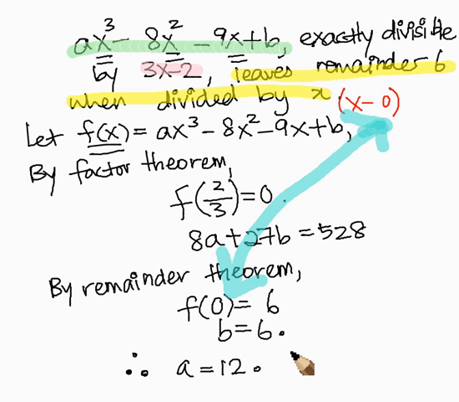Now that you've seen factor theorem and remainder theorem in action, you should know what we are trying to do. Whenever you're given exactly divisible by a divisor, you can set it to 0 and see what you need to substitute back inside our polynomial. In this case, 3x minus 2, so we do 2/3. If it's 2x minus 3, then we substitute 3 over 2. When they say exactly divisible, remainder must be 0. Remember, by factor theorem, remainder must be 0.